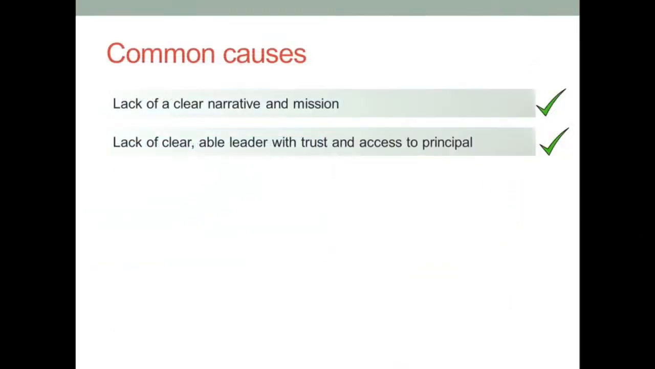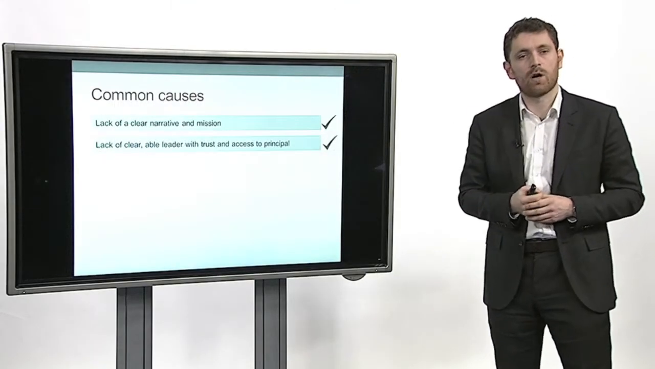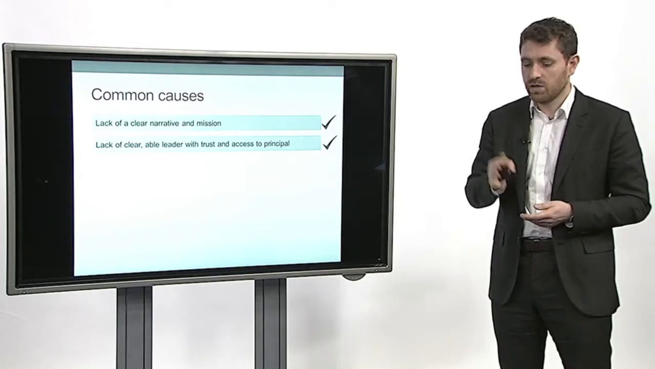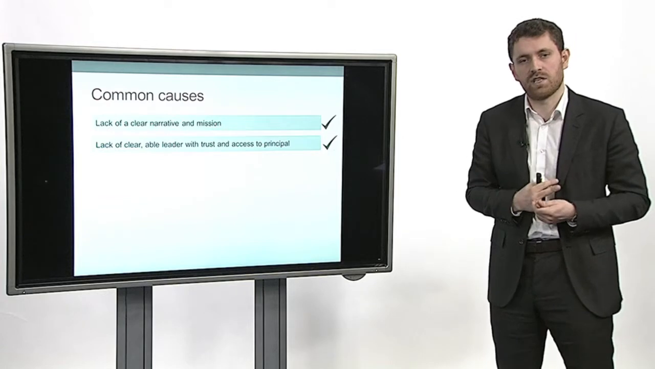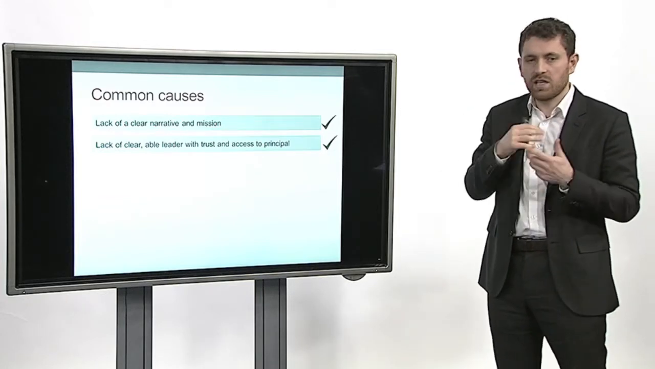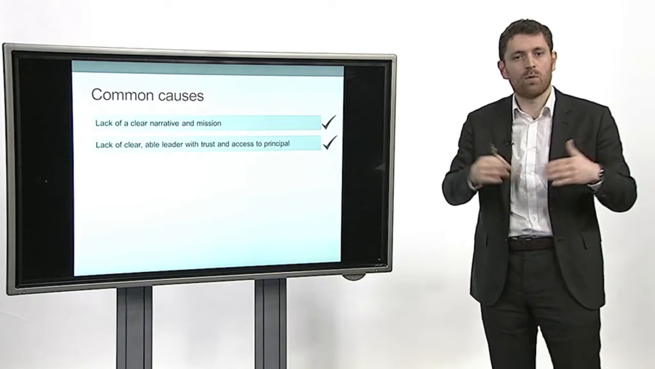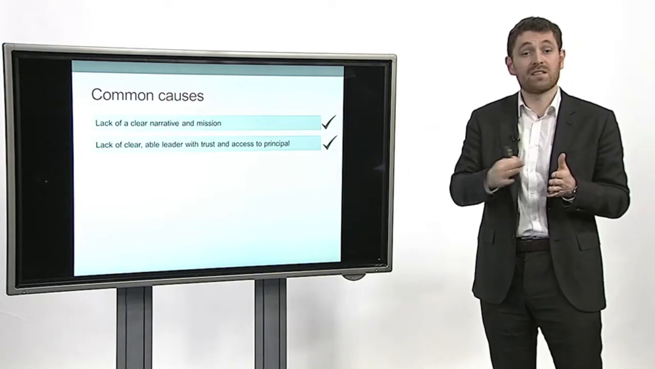Lack of a clear, able leader who has trust and access to the principal. I've spoken about that. It's self-evident, but it's amazing how consistently this is a problem, that there is somebody who's technically in charge of communications, but who is not part of the top level of decision making. Communications is integral to decisions about not just what to say, but what to do. But it's so consistently built in as an afterthought.